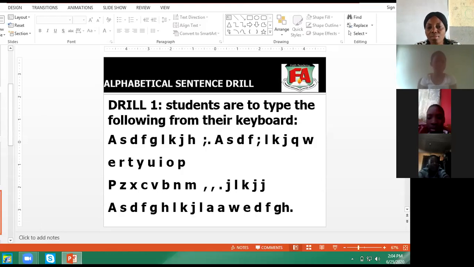This is for practicing. Drill one. Can you see it now? So students are to type the following from their keyboard. You can't do it now because you are in the class. Are you hearing me? Yes, ma'am. You can't do it now because by the time you start punching the keys, it will disturb our class. But what you do is quickly write this down. Write it down for your spare time.